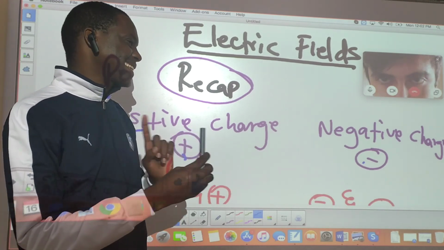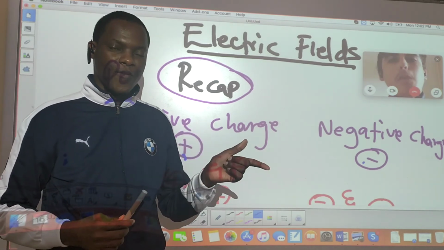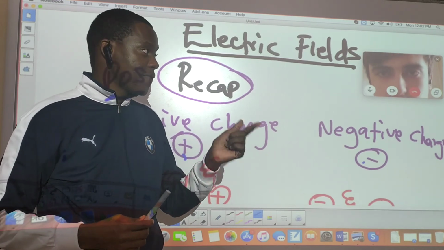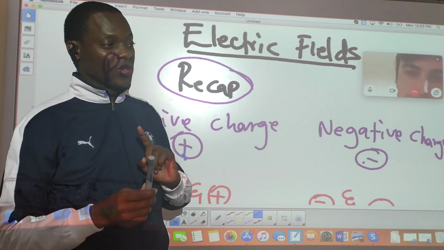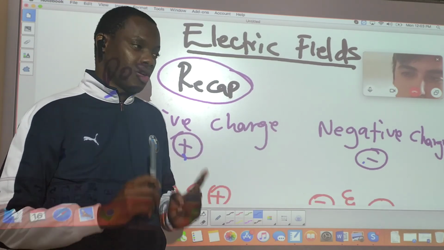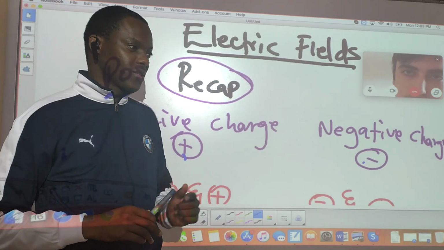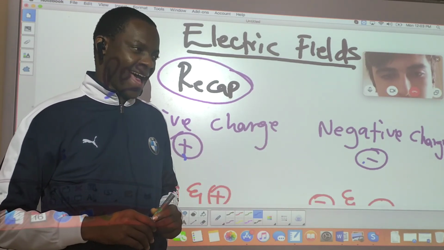Now, the force that exists between the negative and negative, we call it a repulsive force. All right? A repulsive force. And then a negative and positive, because they are unlike charges themselves, they attract each other. Therefore, the force is called what? An attractive force. Do not forget that.